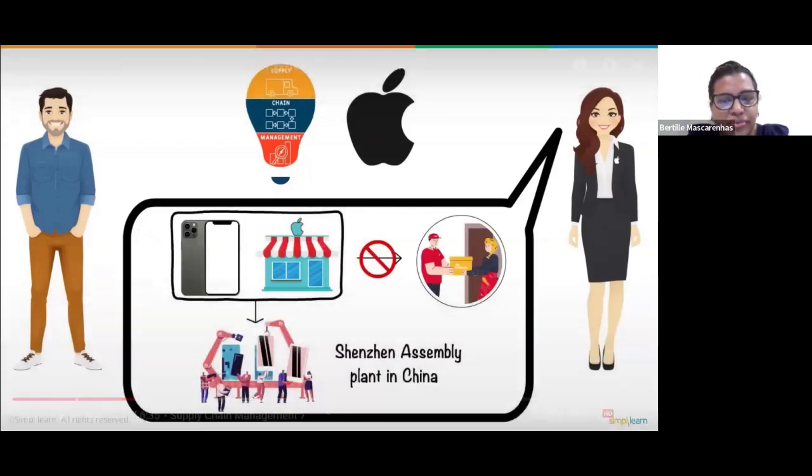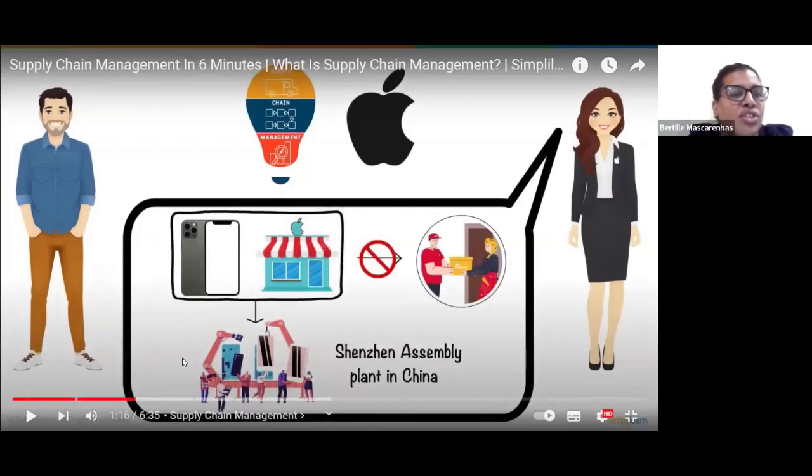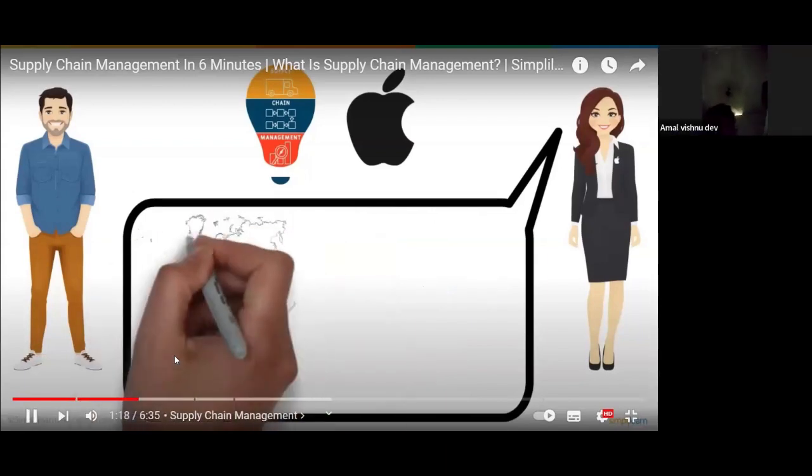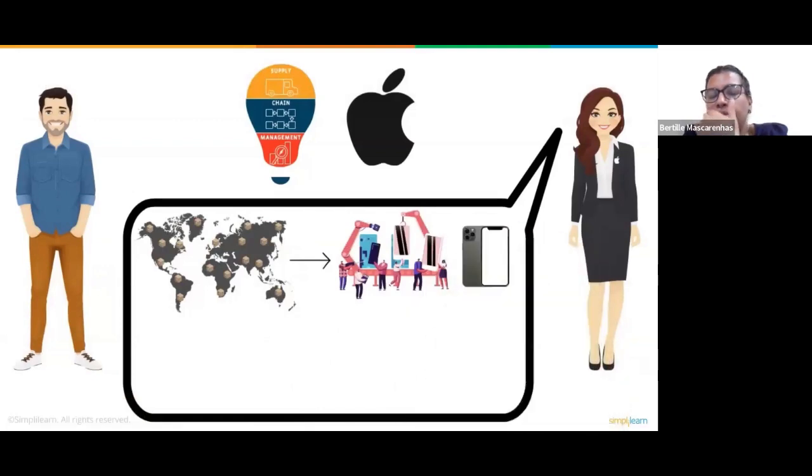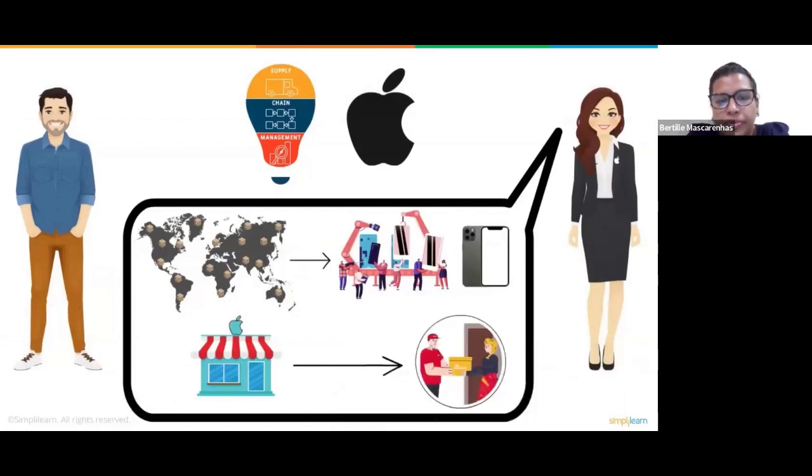The Shenzhen assembly plant in China. So the plant is in China. But before that, raw material suppliers from all around the world deliver goods needed to manufacture an iPhone to this assembly site. And once the product is assembled, they get shipped to the storage warehouse and then to your doorstep by third-party vendors like FedEx or UPS.